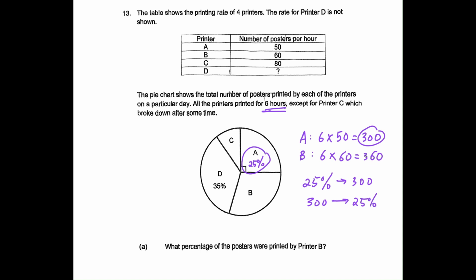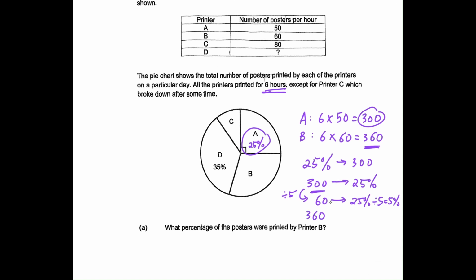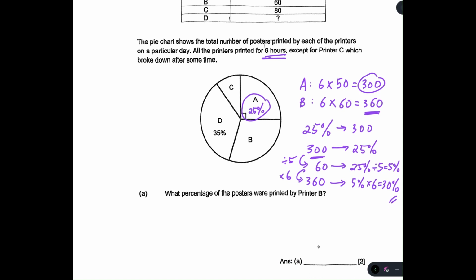Okay, and remember our ultimate goal is 360. We know that both 300 and 360 have a common factor of 60. A very big one, but the common factor is 60. So let's find 60. It's divided by 5. So we know that 25% divided by 5, that's 5%. So every 60 posters is actually equivalent to 5%. 360, that would be multiplied by 6. Okay, that would be 5% multiplied by 6, 30%. So printer B printed 30% of the posters.